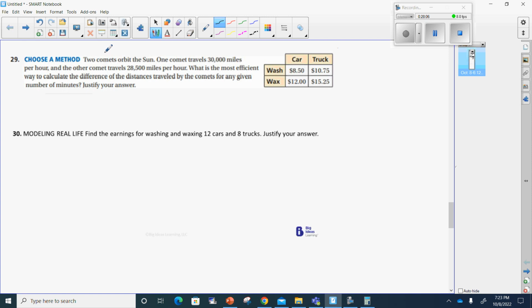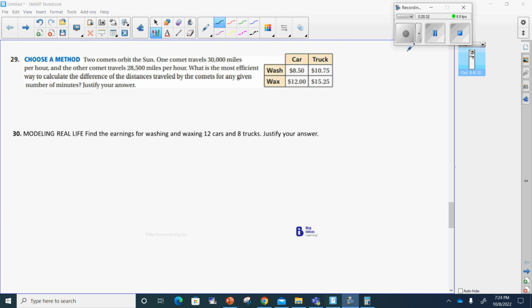Choose a method. 2 comets orbit the Earth. One comet travels 30,000 miles per hour. The other comet travels 28,500 miles per hour. What is the most efficient way to calculate the difference of the distance traveled by the comets for any given number of minutes? Justify your answer.